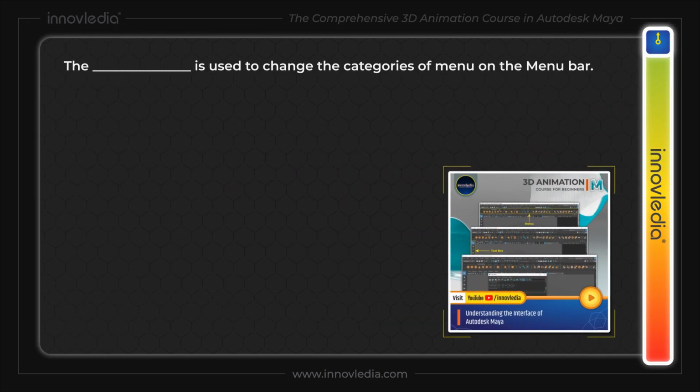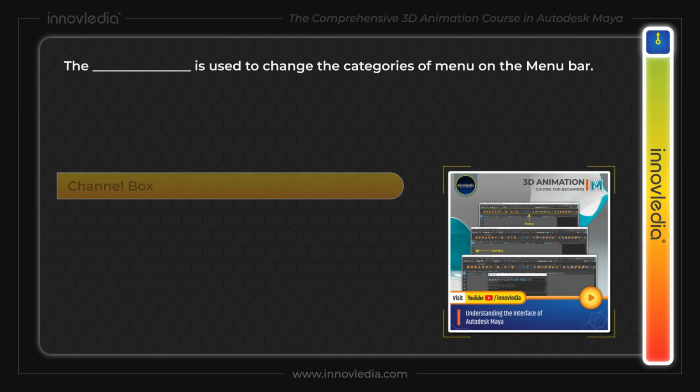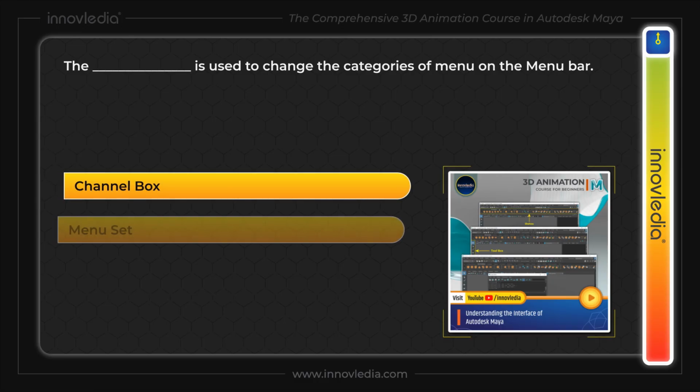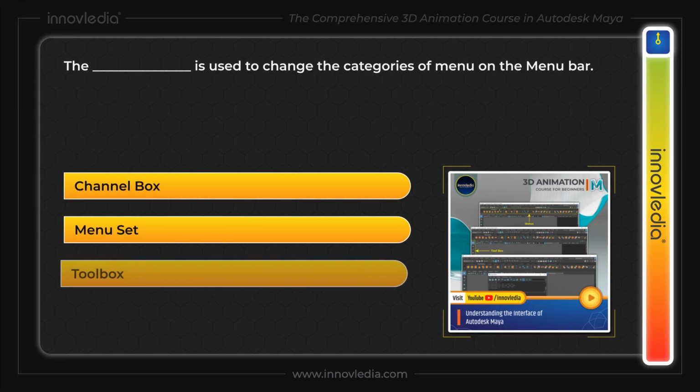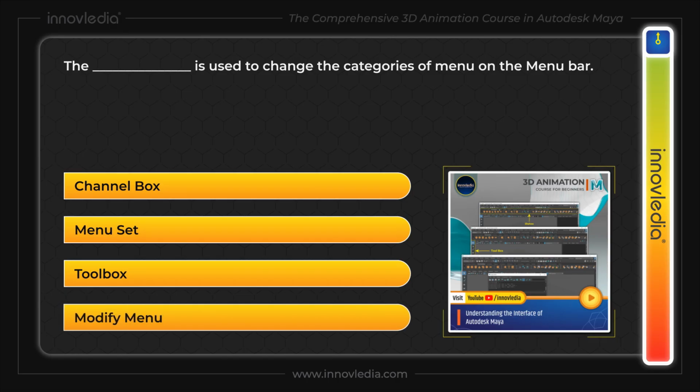The blank is used to change the categories of menu on the menu bar. The options are channel box, menu set, toolbox, modify menu. Your time starts now. And the correct answer is menu set.